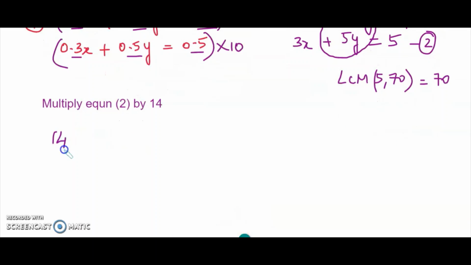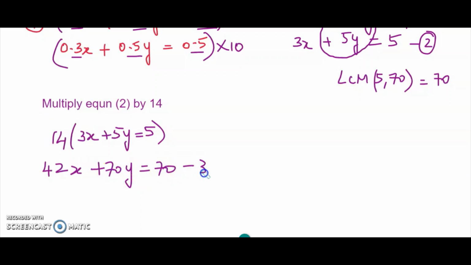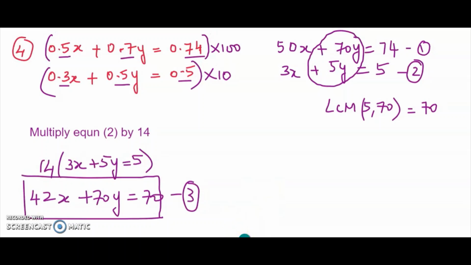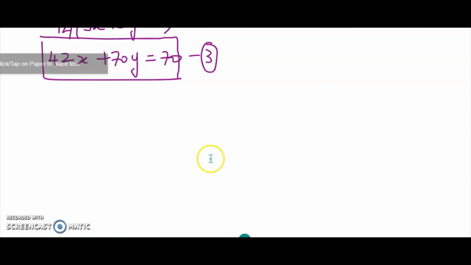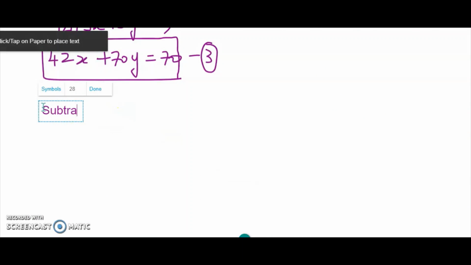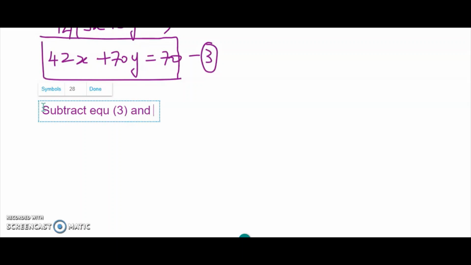Okay, so let's take 14 multiplied by 3x plus 5y equals to 5. So 14 times this will be, yes, 42x, sorry, plus 70y equals to 70. That's my equation 3. Now again, check the 70y of equation 1 and 70y of equation 3. They both are of the same sign because they both are plus. Same sign means, yes, subtract. So we'll subtract equation 3 and equation 1.